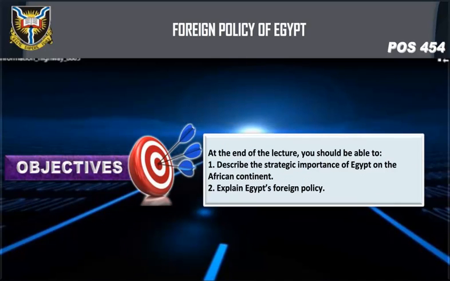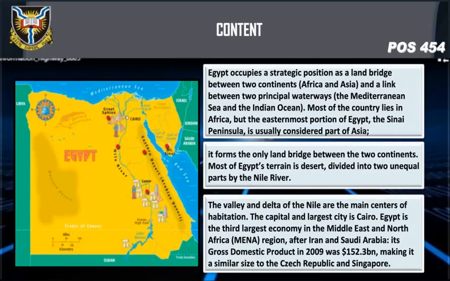At the end of this lecture, you should be able to describe the strategic importance of Egypt on the African continent and explain Egypt's foreign policy. Content. Egypt occupies a strategic position on a land bridge between two continents, Africa and Asia, and a link between two principal waterways, the Mediterranean Sea and the Indian Ocean.